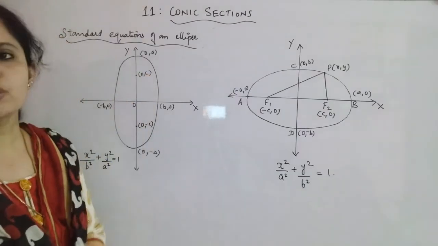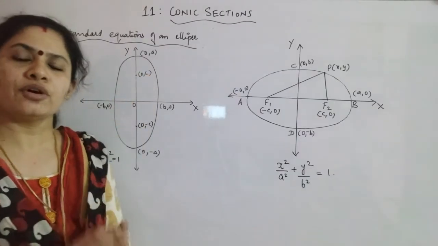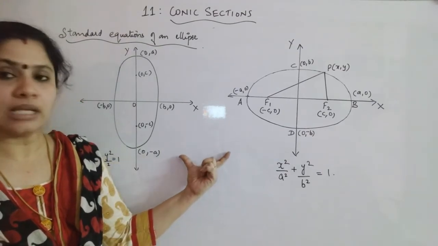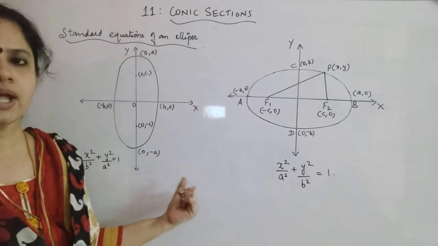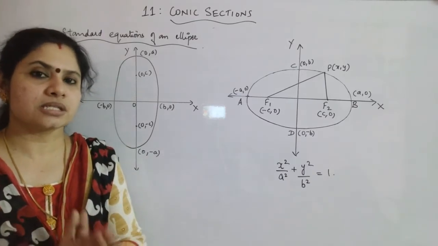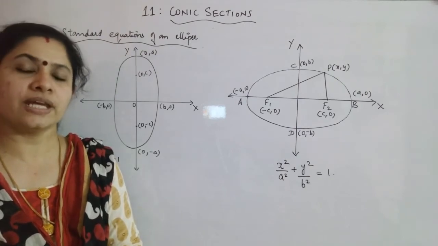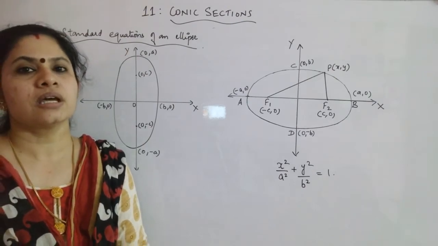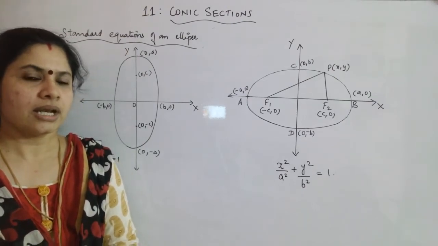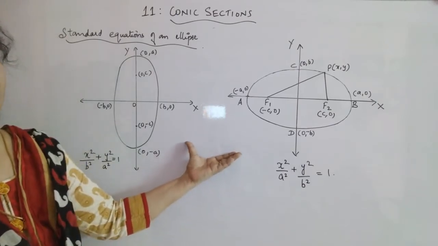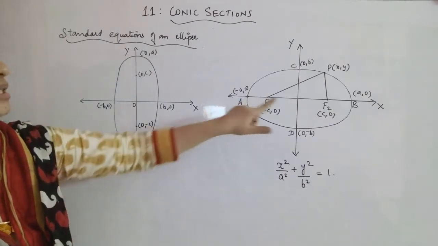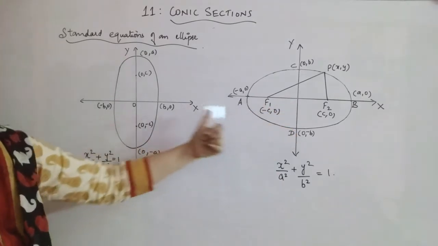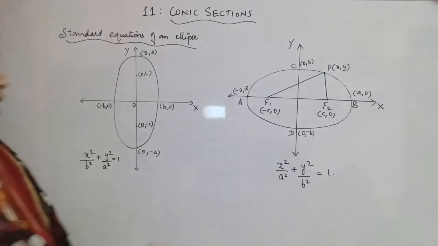Next thing is standard equations of an ellipse. Again, for the parabola you had 4 types of orientations, and here for the ellipse you have 2 types of orientations. You know that the simplest form of the parabola was when its vertex was at the origin, and the simplest form of the circle was when its center was at the origin. Likewise, the form of the ellipse is simplest when its center is at the origin, that is 0, 0.